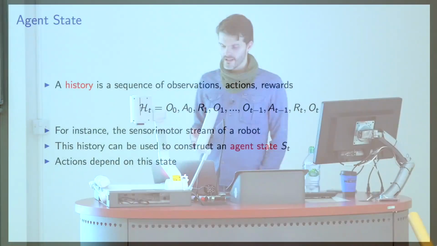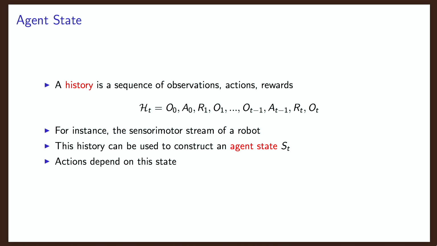So instead, the agent has access to a history. It gets an initial observation, and then this loop starts. You take an action, you get a reward and a new observation, you take another action, and so on and so on. In principle, the agent could keep track of this whole history. It might grow a bit big, but we could imagine doing that. An example of such a history might be the sensorimotor stream of a robot, just all the things that ever happened to the robot. So this history can then be used to construct an agent state. And the actions then depend on that state.